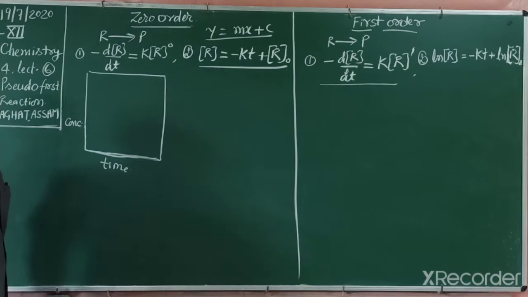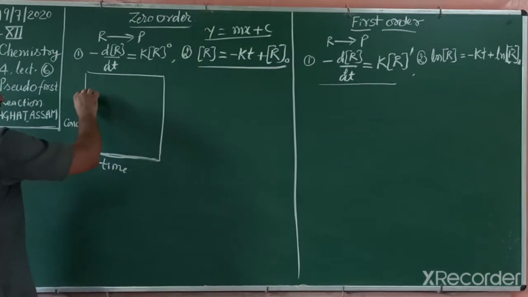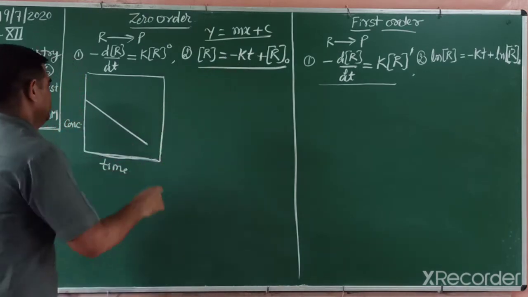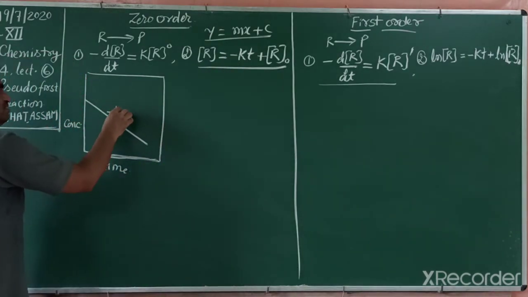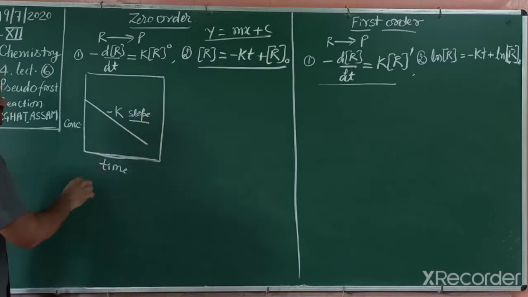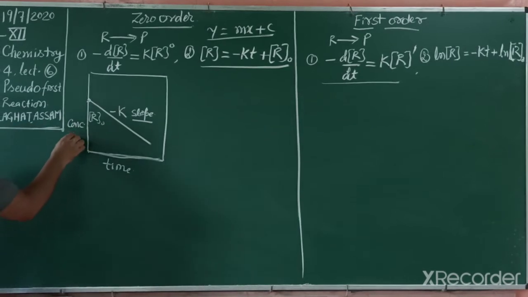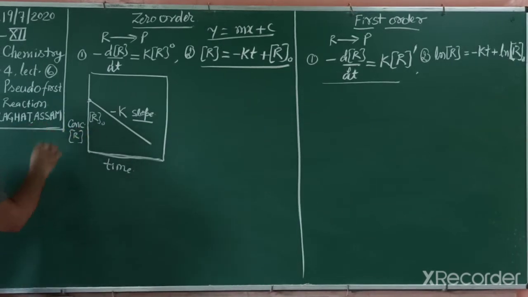At time interval, what happens? Concentration is negative slope, minus k. So this one is negative slope, so this one is zero order. And what is this? This one is the intercept, the initial concentration R naught when t is equal to 0, that is the maximum concentration, or this one is R.